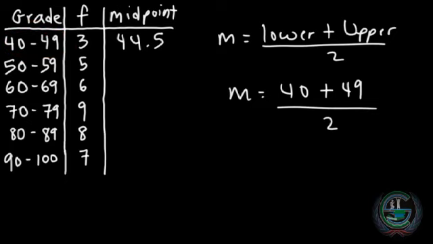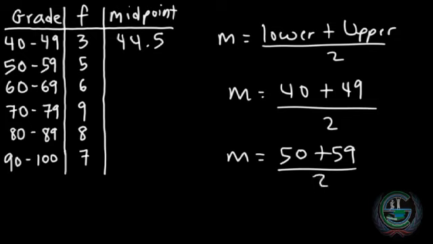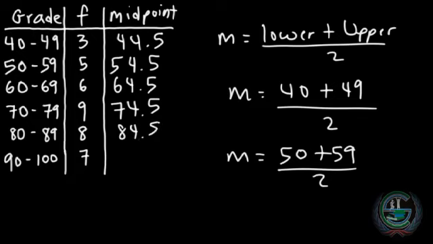Now let's do the same for the next one. The second midpoint is going to be 50 plus 59 divided by 2. And so that's 109 divided by 2, which is 54.5. At this point, we can see a pattern. The next one is going to be 64.5, and then 74.5, and then 84.5. The last one is different. So it's 90 plus 100, which is 190, divided by 2. This is going to be 95.